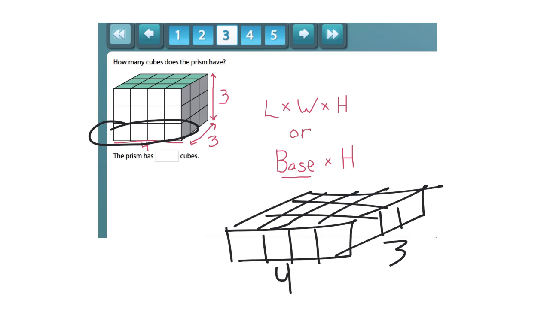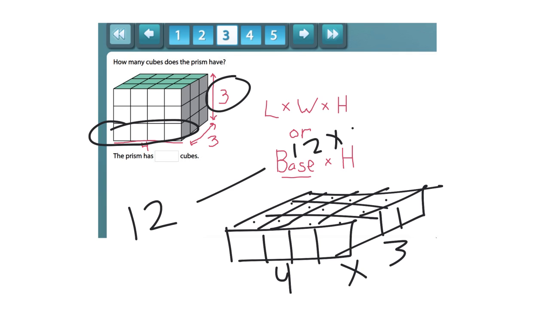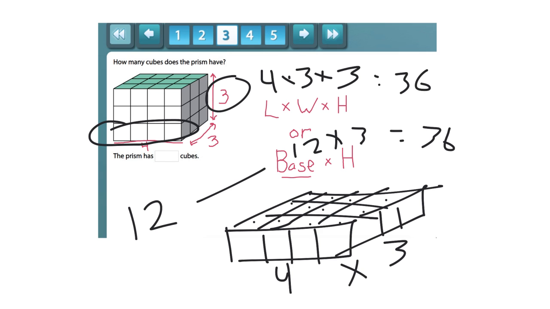Well, you can count. You can either count them 1, 2, 3, 4, 5, 6, 7, 8, 9, 10, 11, 12, or you can just multiply length times width to give you 12. So the base of this would be 12 cubic units. Now you multiply that, how many stories or how tall is it? And it is 3 units tall. So the base 12 times the height 3 would give you 36. Or you can do length, which is 4, times width, which is 3, times height, which is 3. And that will also give you 36 cubic units.